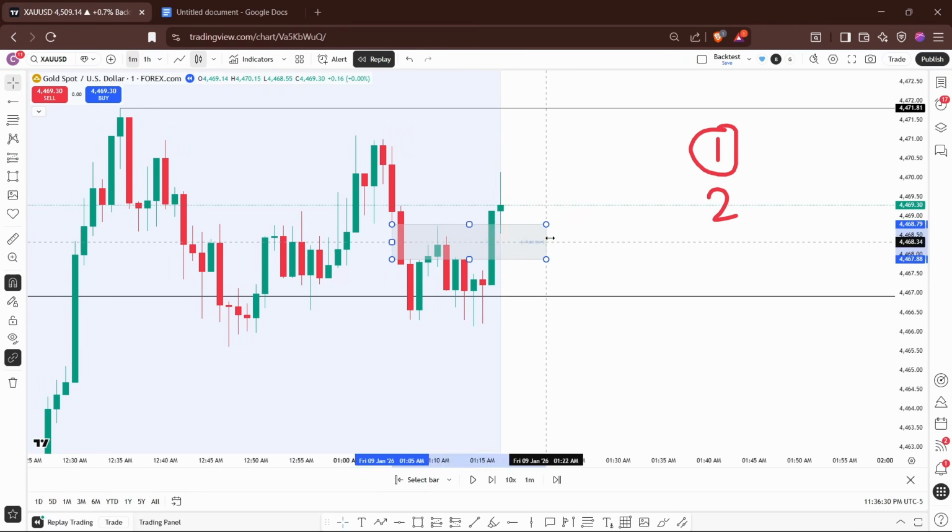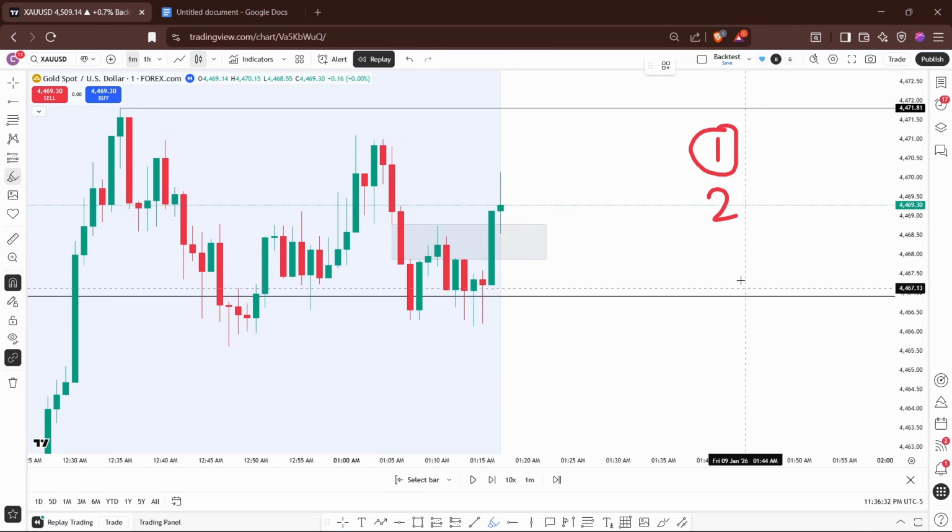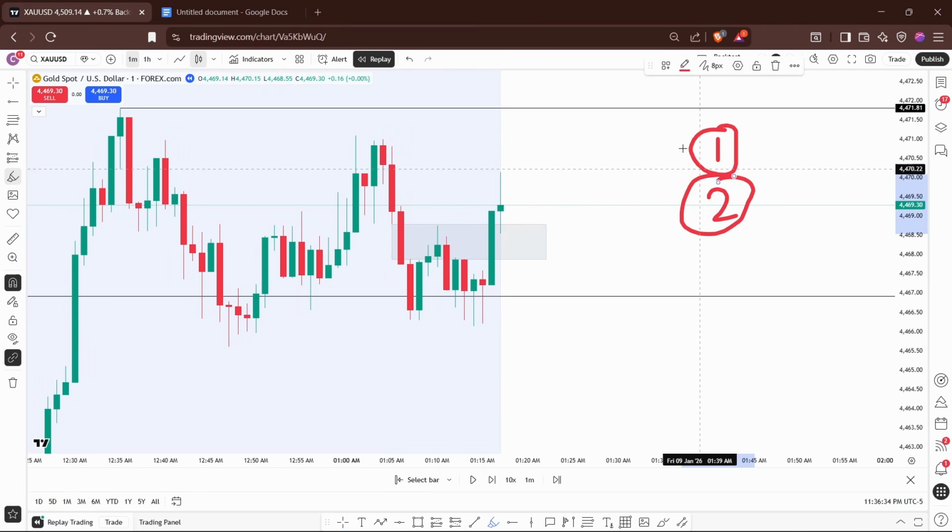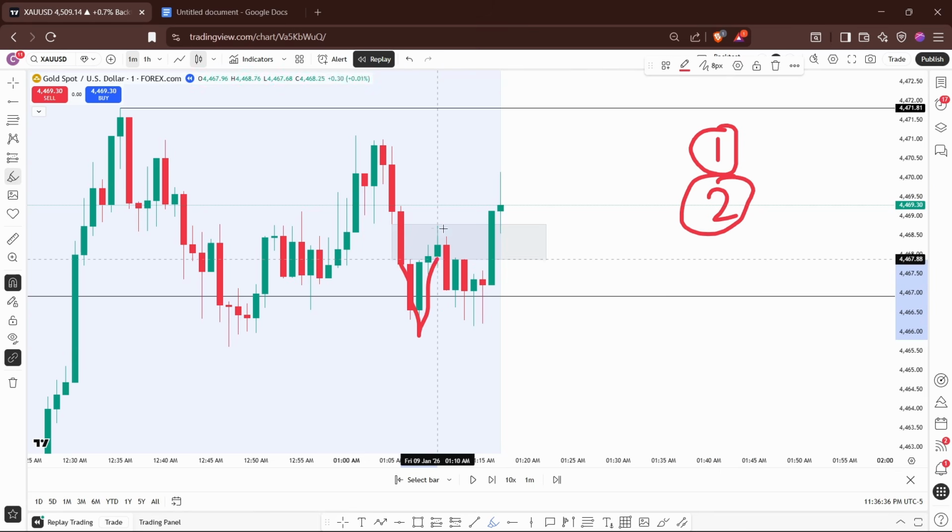So we got the entry criteria 2. First, it should close below the level and then above the level. Second, it should form the inverse fair value gap like this. This is the fair value gap which is inverse when the market closes above this level. So this is the entry criteria second.